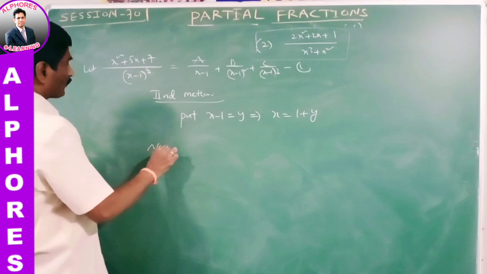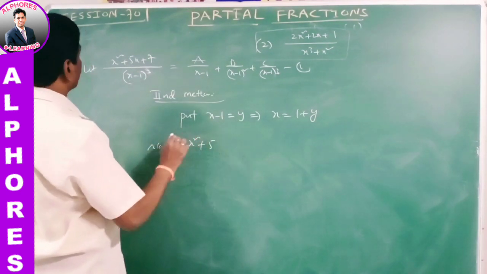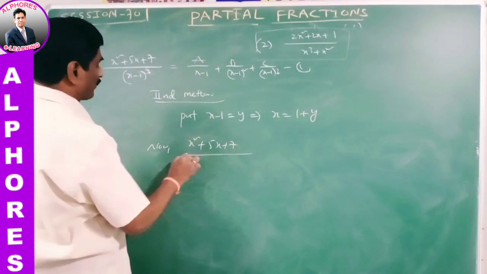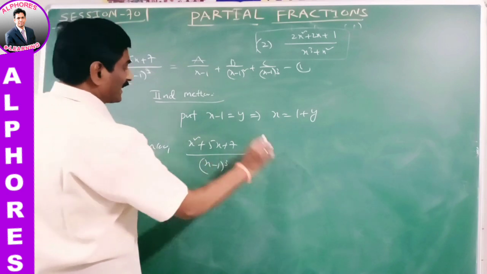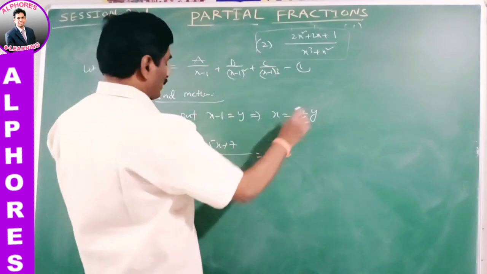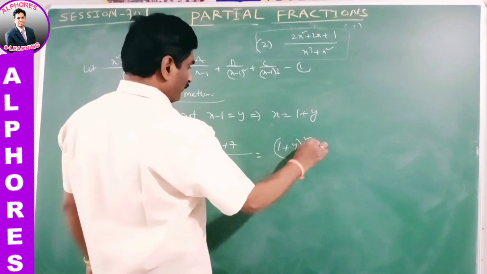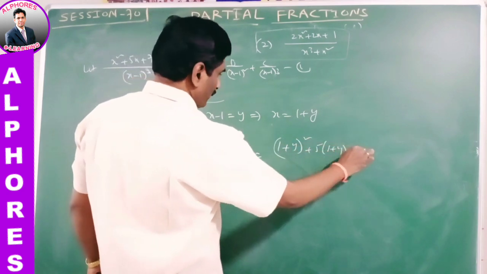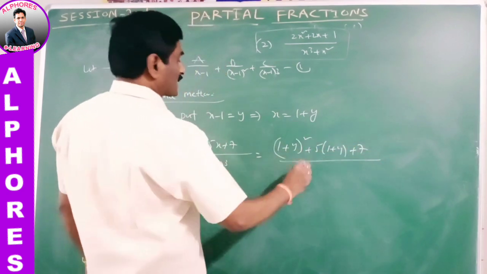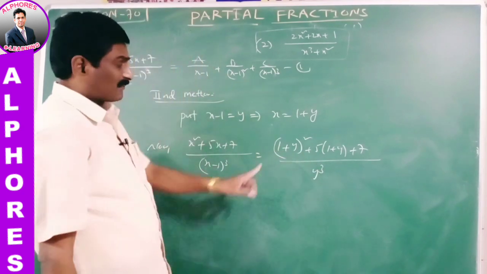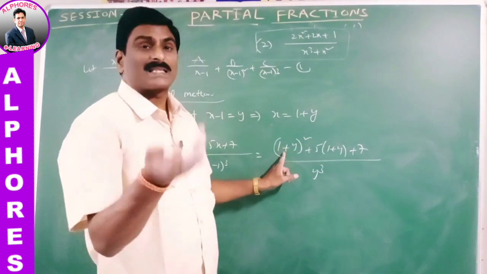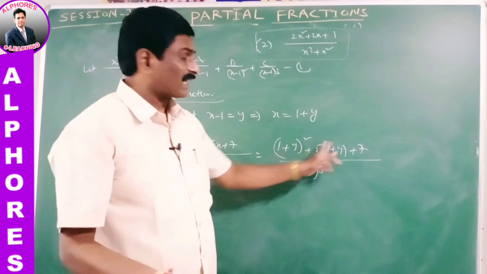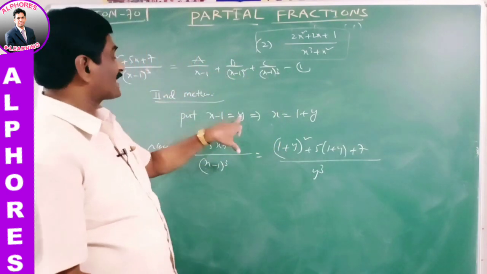Now, we find the partial fractions of this value, x square plus 5x plus 7 by x minus 1 whole cube. It can be reduced into 1 plus y whole square plus 5 of 1 plus y plus 7 by y cube, since x minus 1 means y. After simplification, we split it in that way to get the partial fractions and replace y as x minus 1.